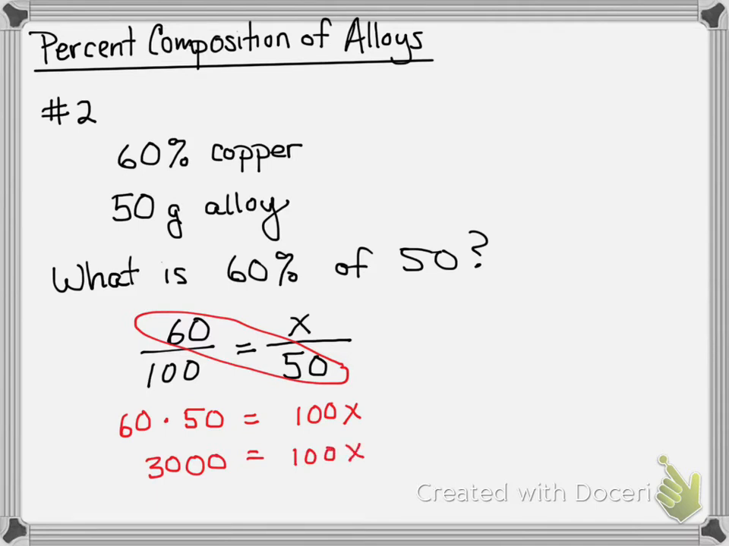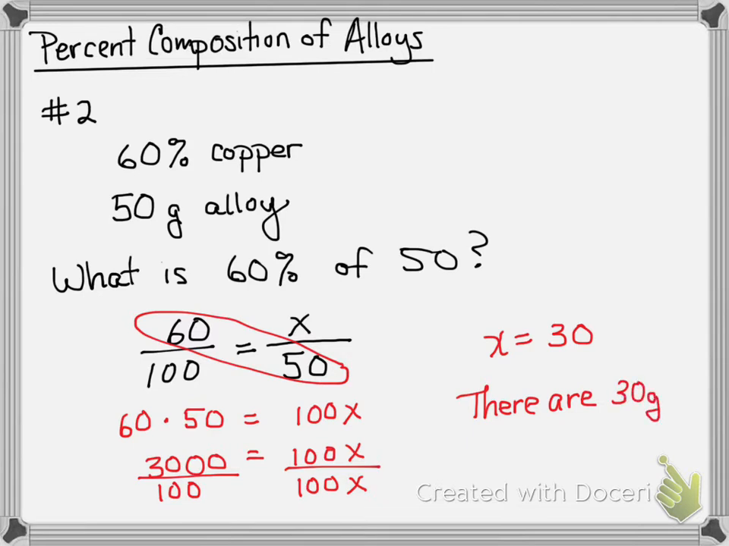And then we're going to use algebra. We're going to divide by the coefficient of x on both sides. So we're going to divide by 100 on both sides. And we get that x is 30. So there are 30 grams of copper in the alloy.